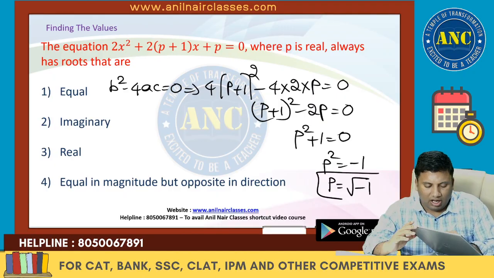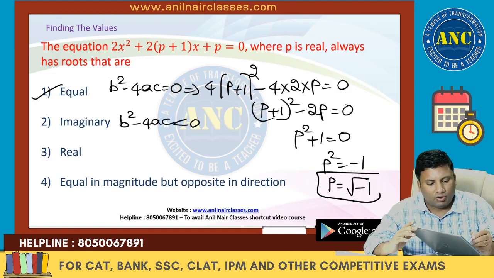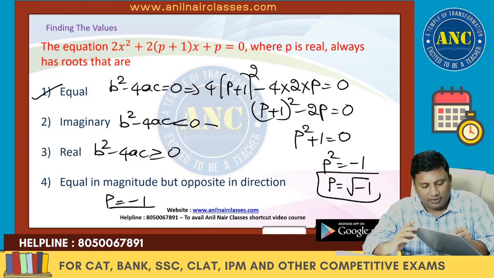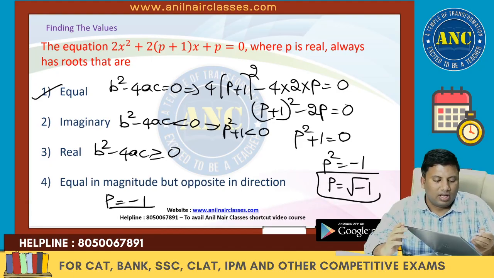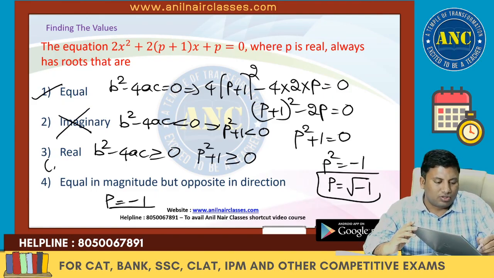P is root of minus 1. This is clear. b square minus 4ac less than 0. b square minus 4ac greater than or equivalent to 0. Here p is minus 1. So here it is p square plus 1 less than 0. It is not possible. It is nothing but p square plus 1 greater than or equivalent to 0.